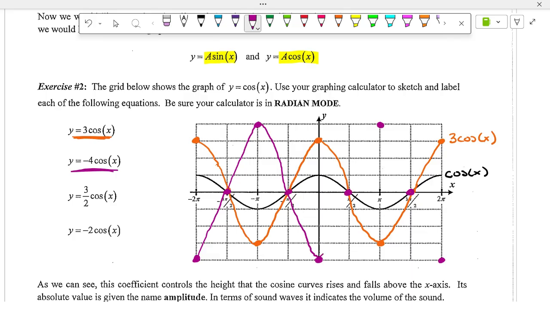Now, typically you would put arrows on the ends of these. I'm just not, just to make it kind of look like the one that's graphed already. So this is -4 cosine of x. Okay?